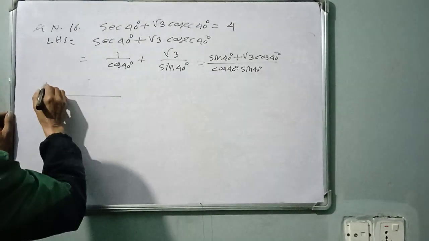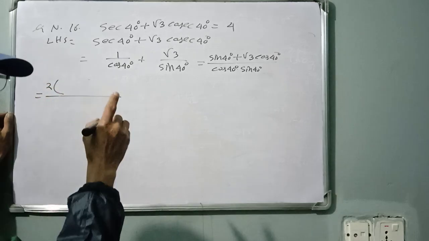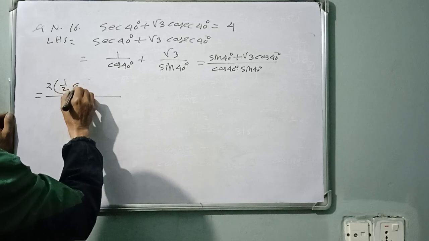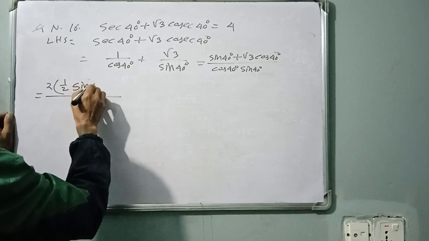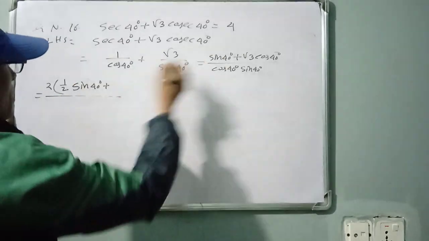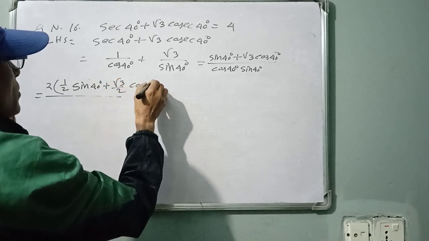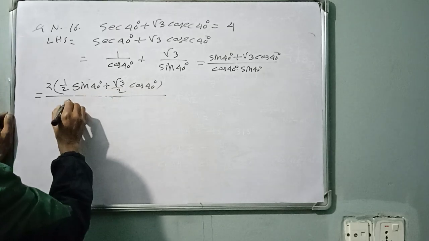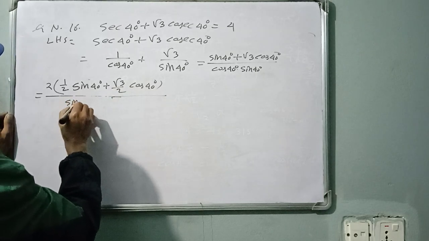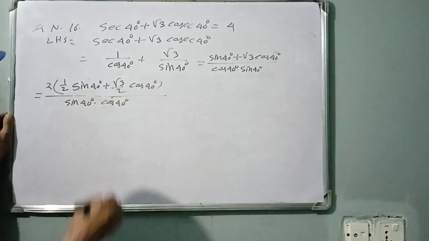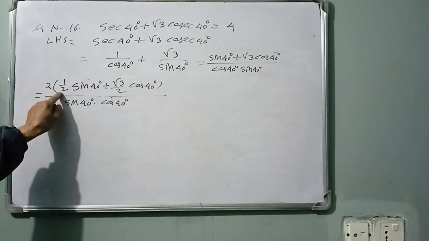Now, take 2, multiply and divide by 2. Half sine 40 degree plus root 3 by 2 cos 40 degree, over sine 40 into cos 40 degree. What do you do? Multiply by 2.